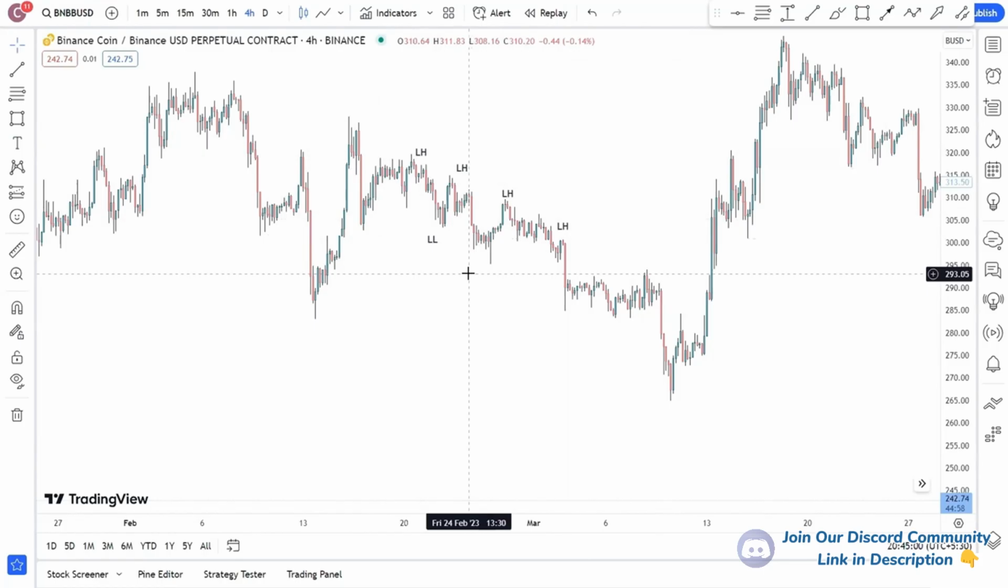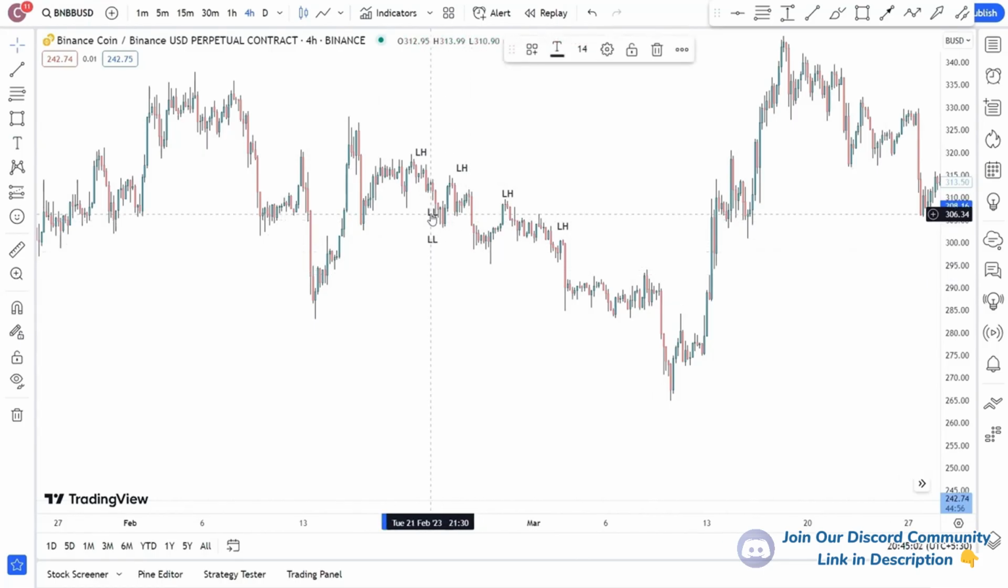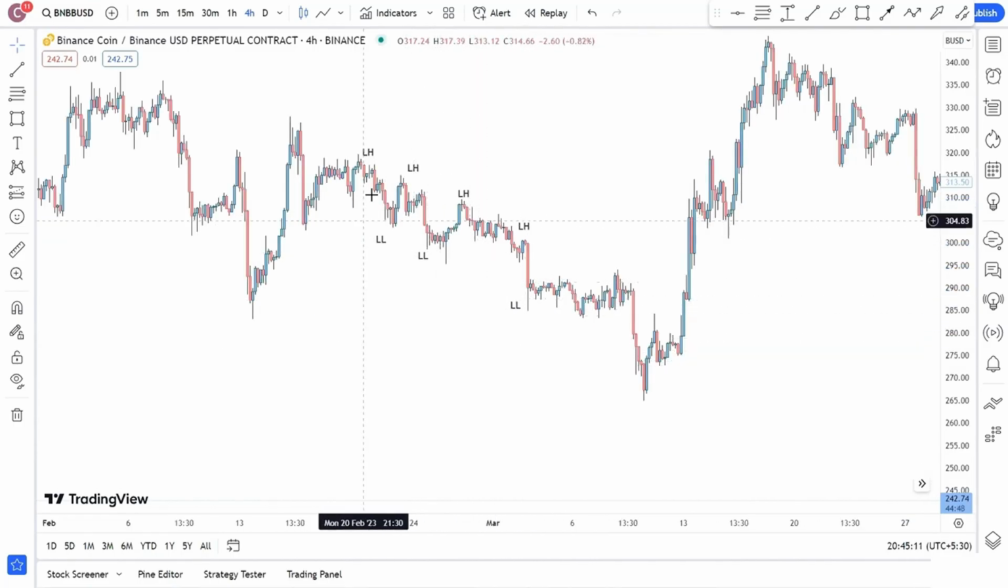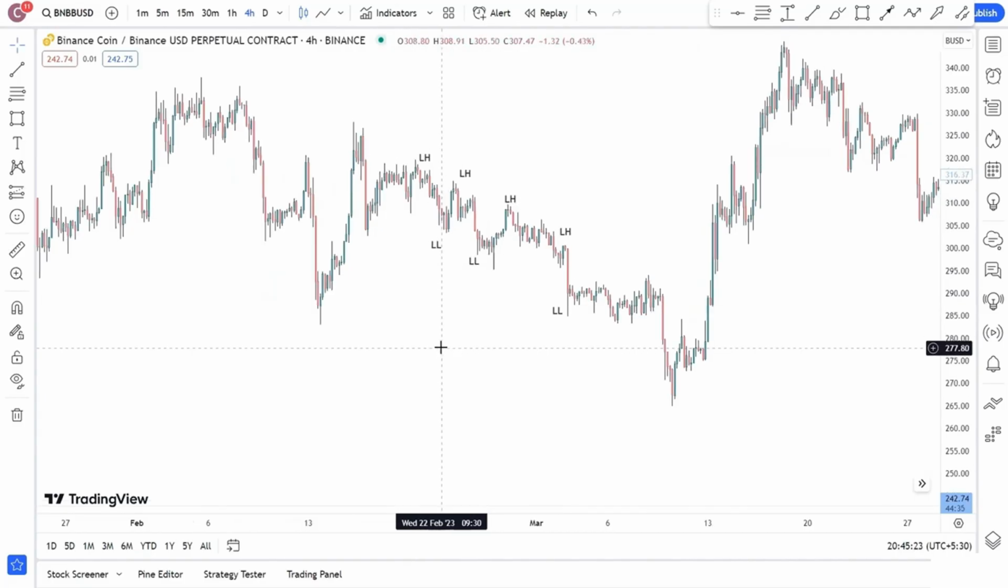Low, low, Control C, Control V, low, low. Here we have another low, low. So when we see this, the market structure is clearly showing us the market is in a downtrend. We are heading towards the downside. We are creating a series of lower highs and lower lows, and it is verified that the market is in a downward direction.